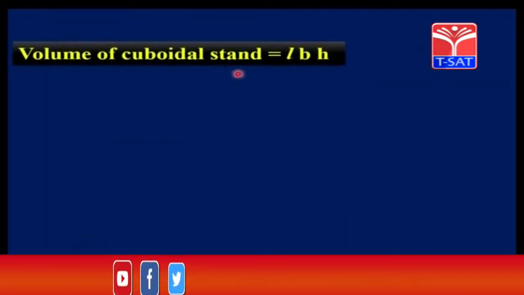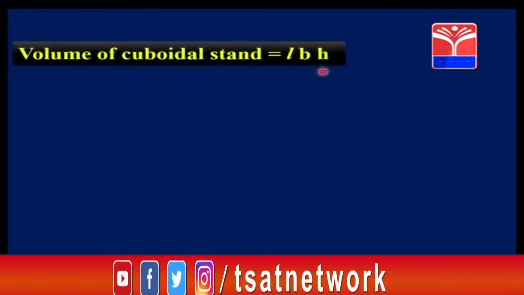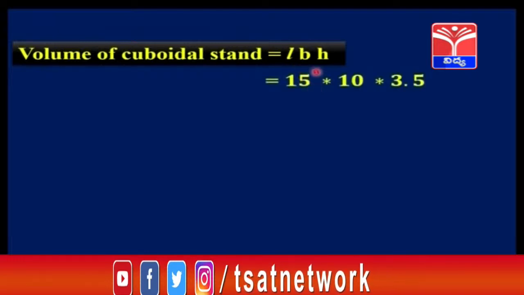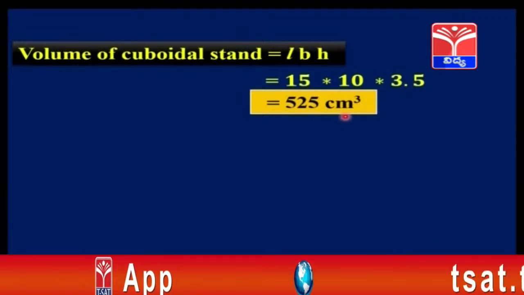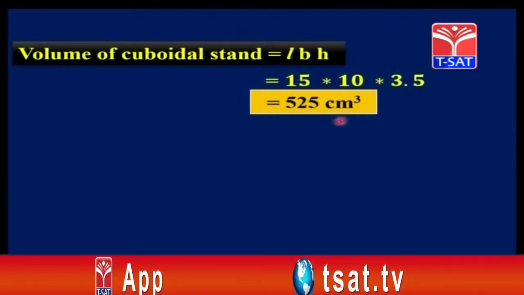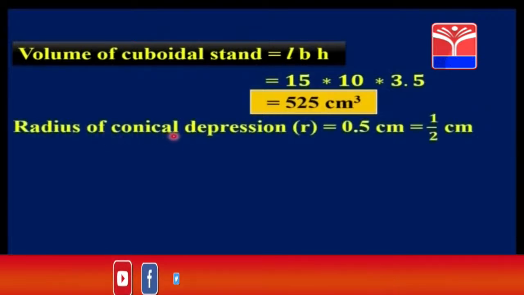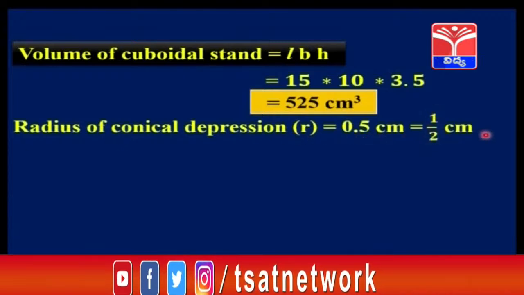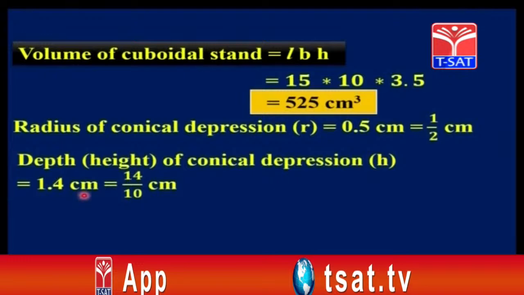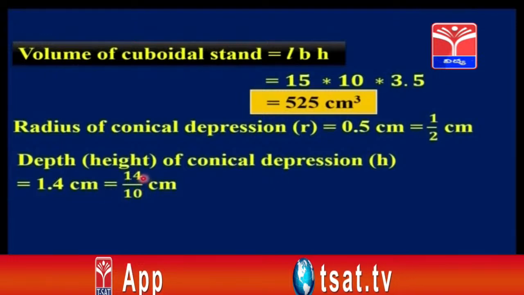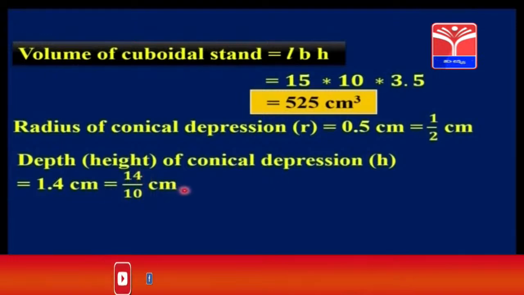So the volume of the cuboid stand is LBH. Substitute the values, L value 15, B value 10, H value 3.5, and the answer is 525 centimeter cube. Now find out the volume of the conical depression. So the first one, the radius of the conical depression r equal to 0.5 centimeter is same as half of a centimeter. Next, the depth is same as height of the conical depression. I denote with H, that is 1.4 centimeter. Convert into p by q form, means 14 by 10 centimeter.